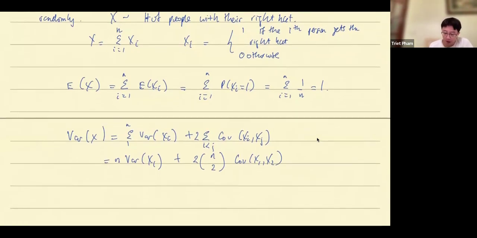The second reduction? Oh, I mean, not reduction anymore. Right now, we just have to calculate this. So what's the variance of x1?